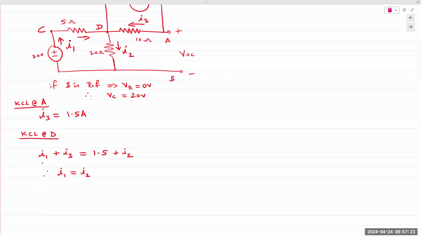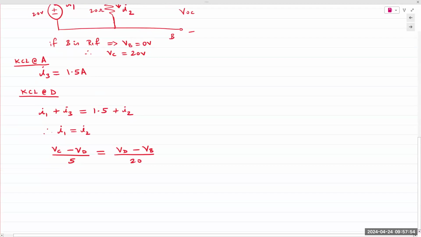Now you apply Ohm's law and you express each current in terms of the resistor voltages. So I1 would be the voltage across the 5 ohm resistor. And because current is flowing from left to right, node C is higher than node D. For I2, it's flowing from top to bottom, so node D is higher than node B. And we solve this equation, VC minus VD. We already established VB is 0 and VC is 20 volts.